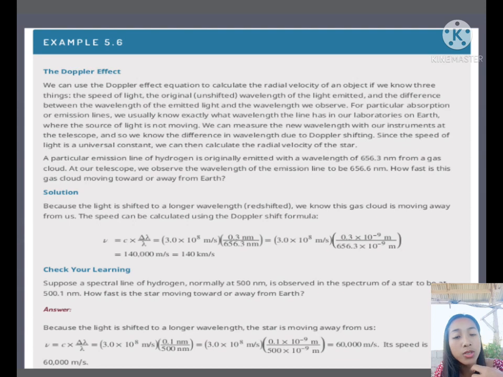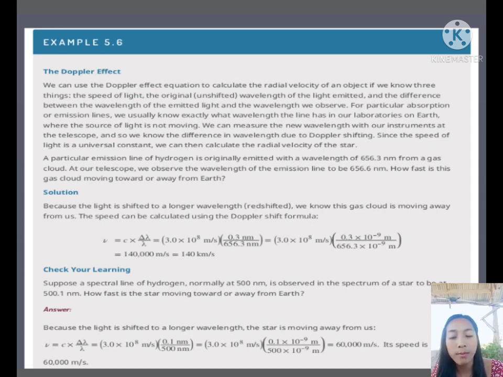So we are also going to use the same formula. Then v equals 3.0 times 10 raised to 8 meters per second times 0.1 nanometer over 500 nanometers, which is equal to 3.0 times 10 raised to 8 meters per second times the quantity 0.1 times 10 raised to negative 9 meters over 500 times 10 raised to negative 9 meters, which is equal to 60,000 meters per second. So its speed is 60,000 meters per second. So yun yung speed ng star.